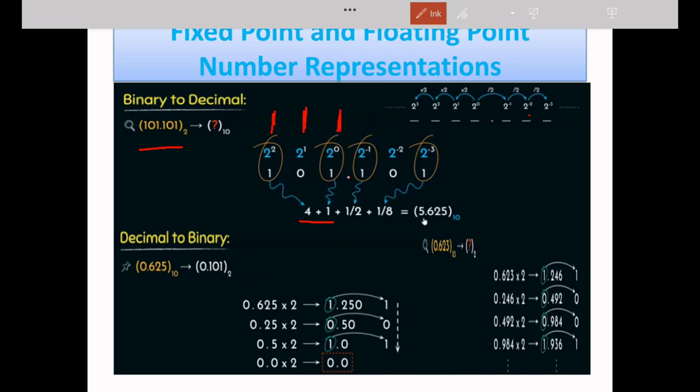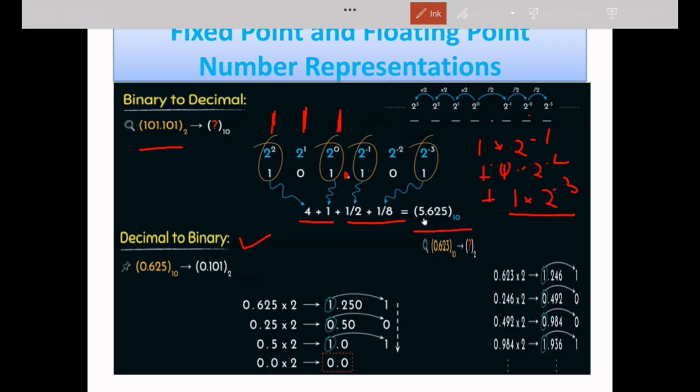Then after the decimal point, we are multiplying 1 into 2 to the power minus 1, plus 0 into 2 to the power minus 2, then plus 1 into 2 to the power minus 3. So you will solve the formula, and you are getting the value equal to 5.625, base 10, because we converted this binary to decimal.